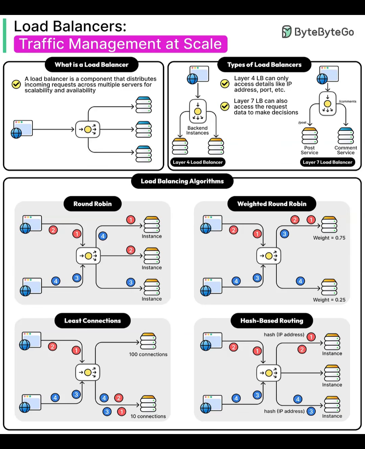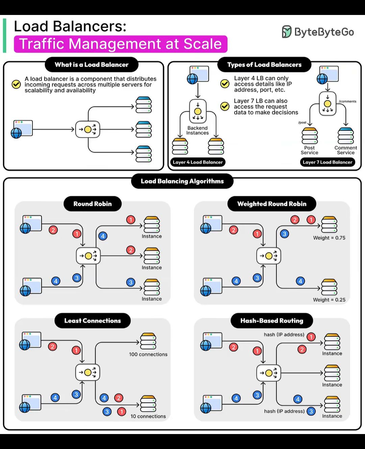Core algorithms. Round robin, the default shuffle: requests rotate across instances evenly. Simple and effective when instances are similar and requests are short-lived. Weighted round robin: give beefier instances a larger share. Handy during mixed hardware migrations or when some pods have more CPU/memory.